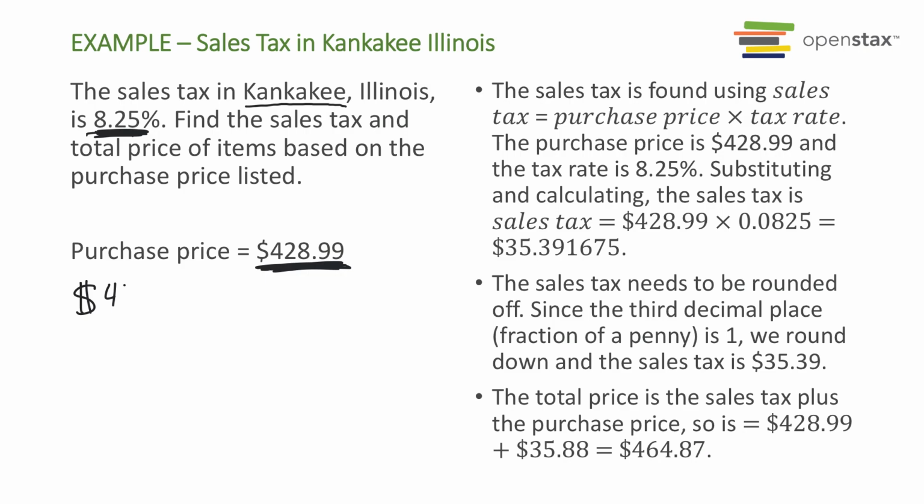So $428.99. And then first we're going to calculate the tax. So that's going to be 0.0825, because converting 8.25% to a decimal adds a zero in front essentially.